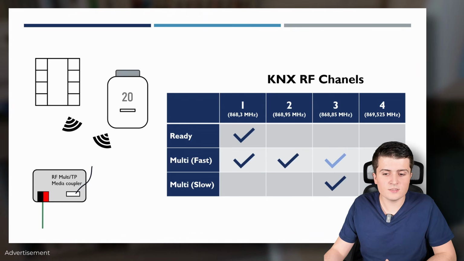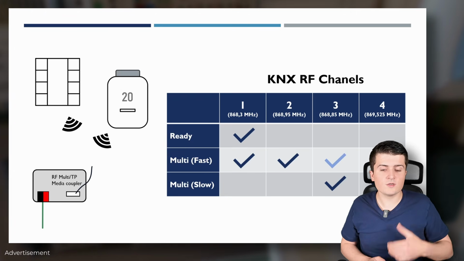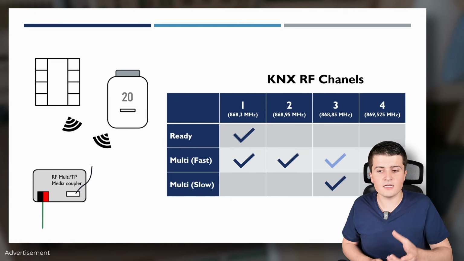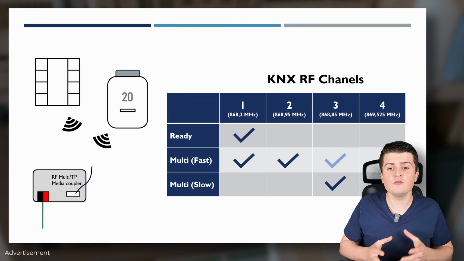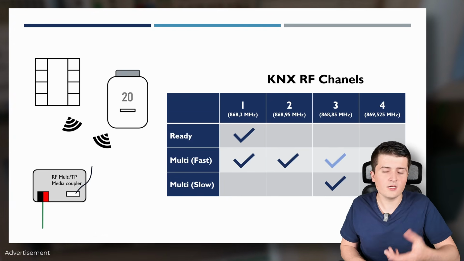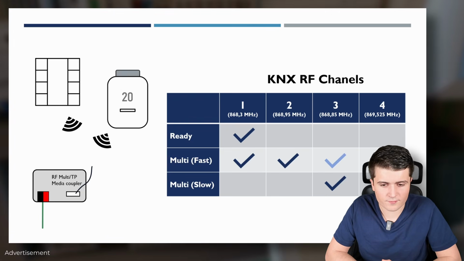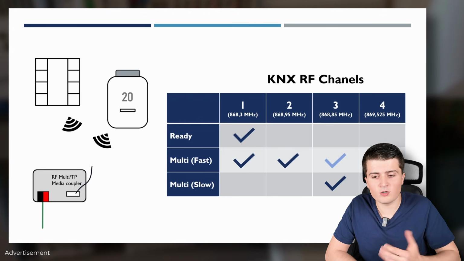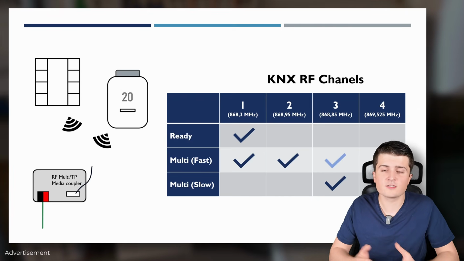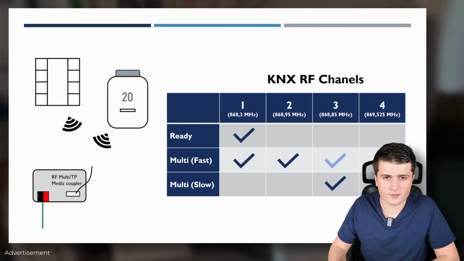Now with KNX RF Multi, devices can use multiple different subchannels around the 868 MHz range. Now the devices can hop between those channels, so if one channel is blocked, the devices can use another channel. So the result is it's more robust, less downtime and less interference from other systems.